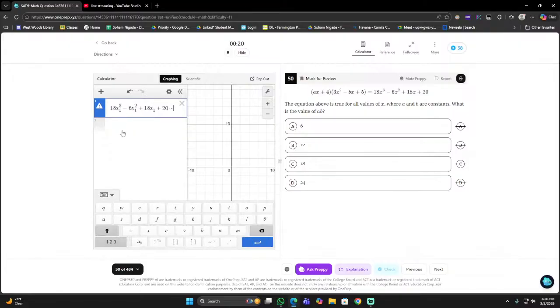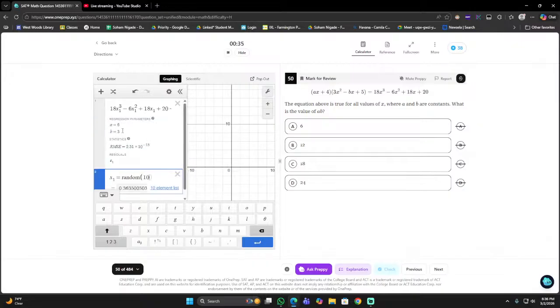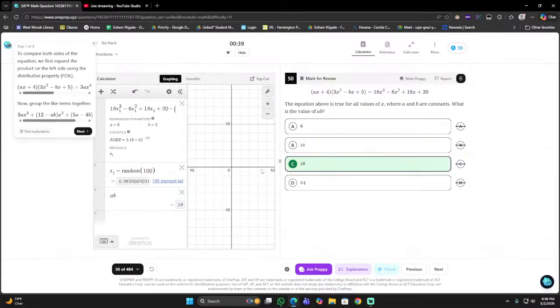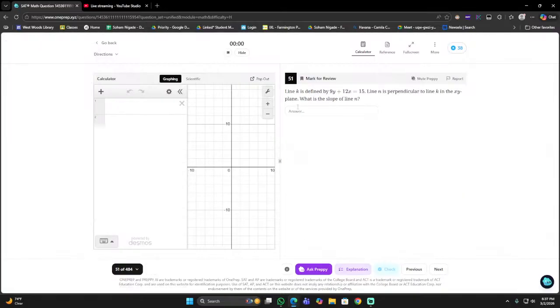Put everything in decimals. Let decimals do all the slavery work for you. This is how we do it. SAT never cares about actual math, it just cares about what we can put in a calculator, apparently. So we're going to put a x1 plus 4, 3 x1 squared minus b x1 plus 5. Let's say x1 is a random value, like 100. ab is given as 18. This is the power of math. As you can see, we just solved this crazy problem with nothing at all.